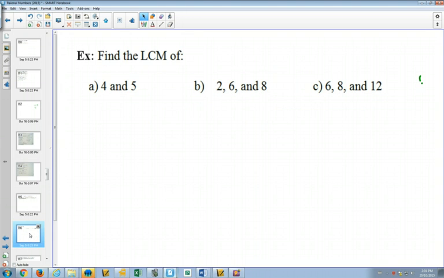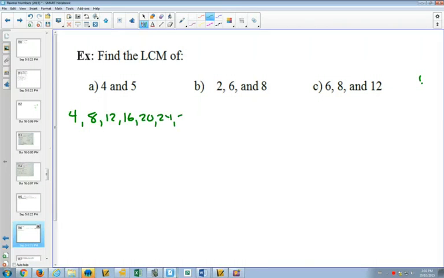Lowest common multiple of 4 and 5. Well, what are our multiples of 4? That would be 4, 8, 12, 16, 20, 24, and so on, 28, oops. And our multiples of 5, I'll do in a different color: 5, 10, 15, 20, 25, 30, and so on. Do they have any in common? Yes. Which one is the lowest one that's in common? 20.